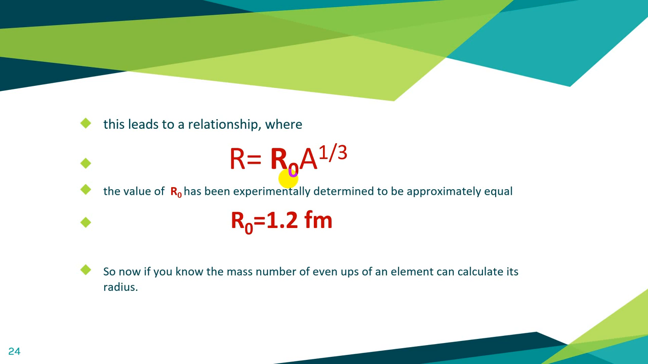This leads to a relation where R, our radius, is equal to R naught multiplied by A to the power 1/3. As you can see here, R naught is the constant of proportionality, and the value of R naught has been experimentally determined to be approximately equal to 1.2 femtometers. So now, if you know the mass number A of an element, you can calculate its radius.